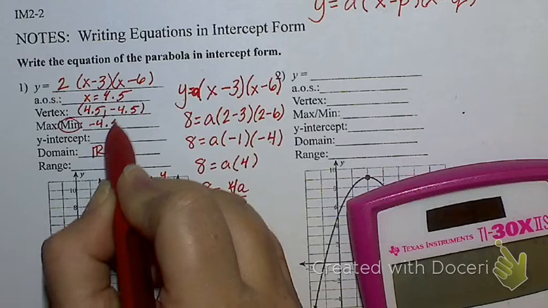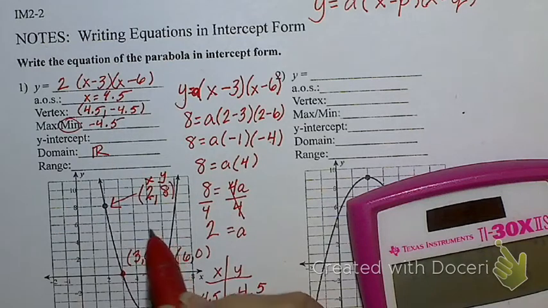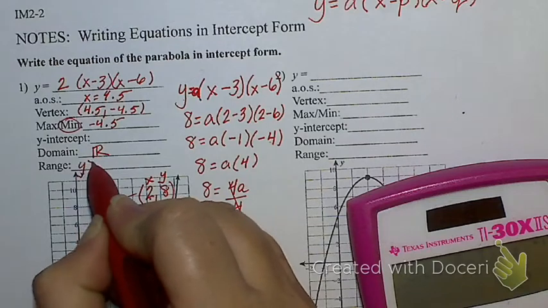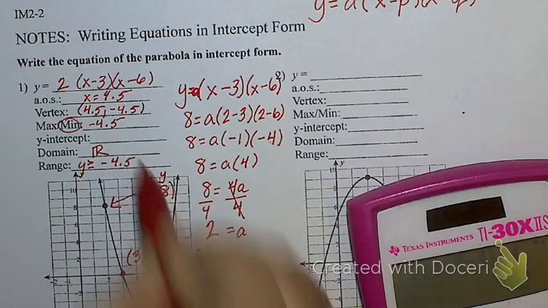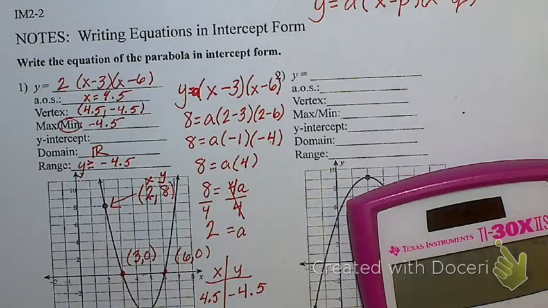Negative 4.5. Negative 4.5. X-intercept I still don't know yet. I'll get to that in a minute, but what's my range? Y is greater than or equal to negative 4.5. So I'm almost done. I just have one more thing, right?